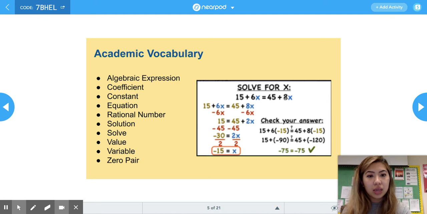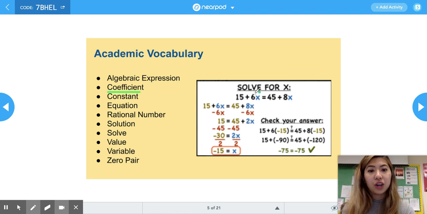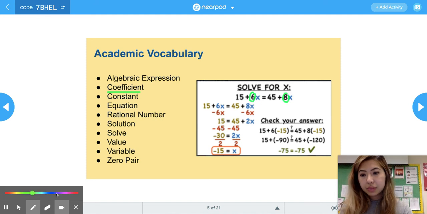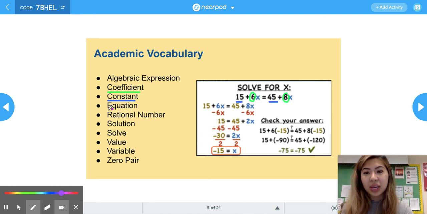So each side of the equation, each side of the equal to sign, has an algebraic expression. So in this case, we have 15 plus 6x and 45 plus 8x. Coefficients are the numbers in front of variables. So in this case, our variable is x, so our coefficients are 6 and 8. The constants in the algebraic expression are 15 and 45. It's an equation because it has an equal to sign.